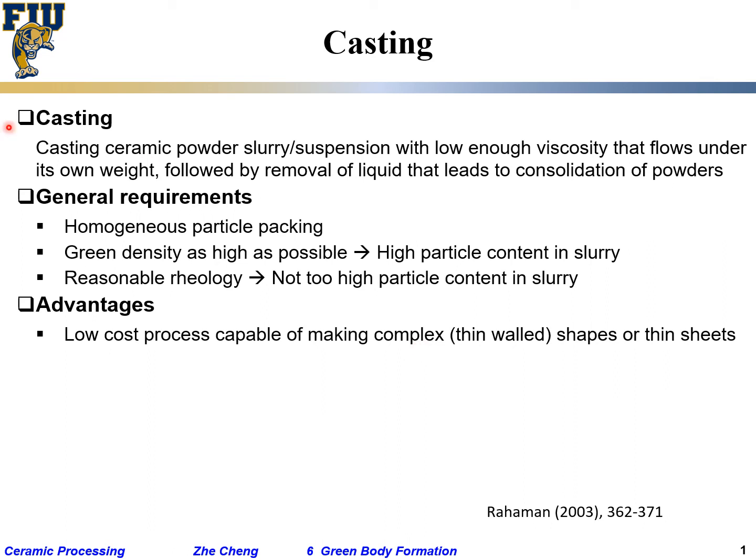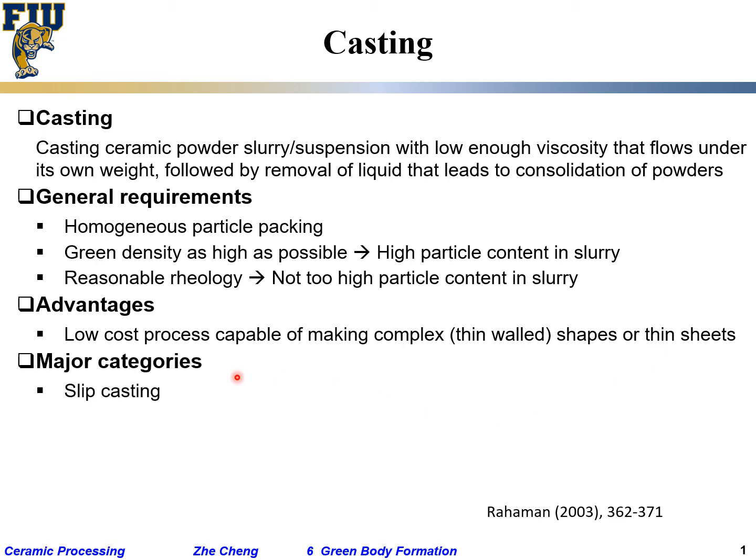Okay? Okay. Low cost process to make complex shapes, quite often kind of axially symmetric. You can rotate quite often for those. But for a cup, like when you're drinking, a porcelain cup, you can make it. Thin sheets are another major category for casting.